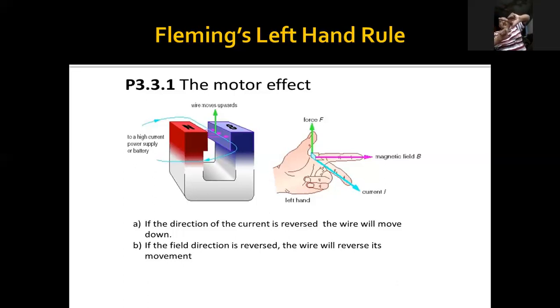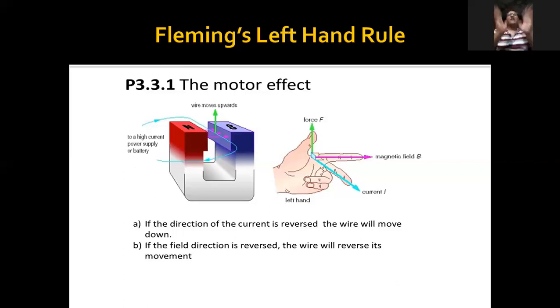So the magnetic field is going from right to left. The current is going away from me. So my thumb is now pointing downward. I have to twist my arm. You have to do this. So you see, the thumb is pointing downward. It means that the force experienced by this conductor will be downward.